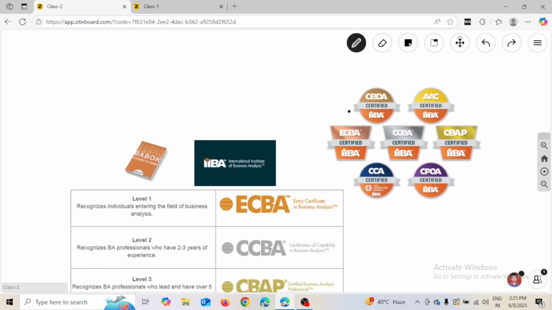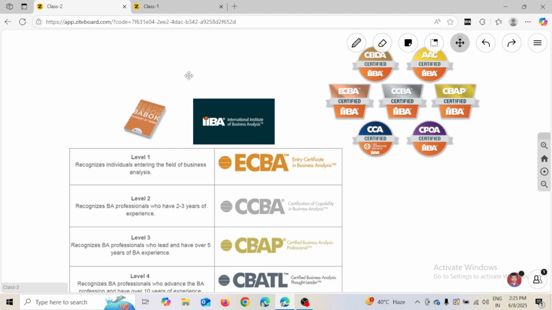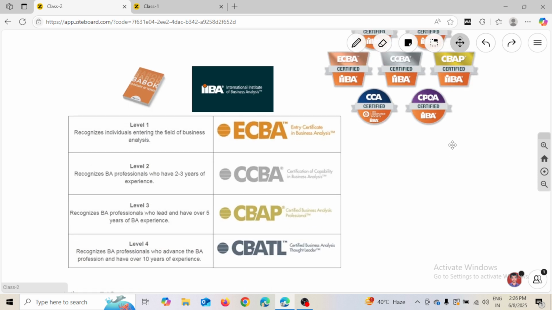So all the things that we are going to learn about business analysis will be from BABOK. Basically, it is a book published by the International Institute of Business Analysis, IIBA, and IIBA provides some certifications that you can see on the right, like ECBA, CCBA, CBAP, CCA, CPOA, right? These are some sort of certifications. But as per me, most of them are paid certifications, and for a business analyst with less than 3 years of experience, I would not suggest going ahead and appearing for these certifications because they are costly. We are going to talk about this certification part in a different video, right?